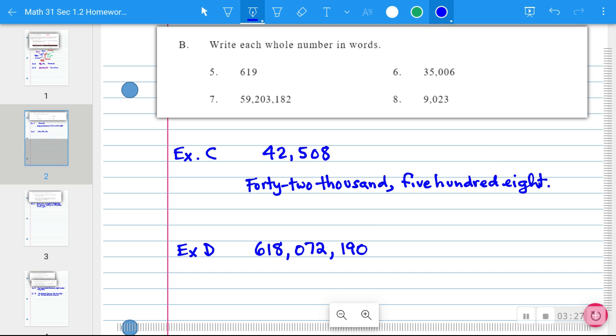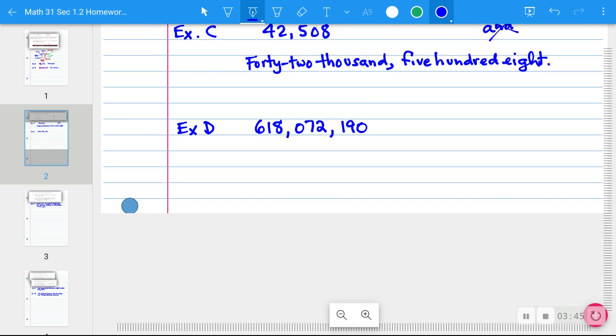Please notice that I did not use the word and. You'll find out later in this course that's an indicator of a decimal point, and there's no decimal point in this problem. So 42,508, and you use a comma between the thousands.